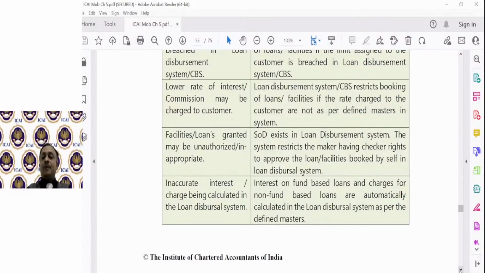Then facilities, loans granted may be unauthorized. Now, again, this is only going to happen when your segregation of duties, segregation of functions, is not proper. That is very, very important. Then inaccurate interest charge being calculated in the loan disbursement system. Because the word says inaccuracy, it basically means the formulation is not correct, so you need to improve the formulation. Again, please understand that when the formulation is not proper, it is a system-based issue, so it is going to hit all the borrowers per se. So that you need to understand.